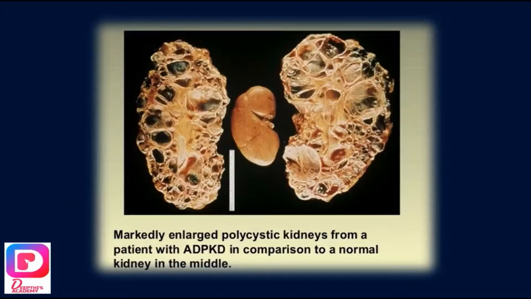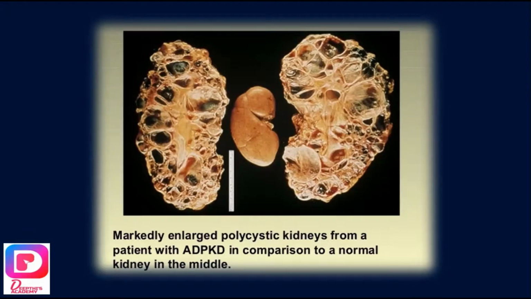We can have a comparison of polycystic kidneys that is enlarged from a patient with ADPKD, that is autosomal dominant polycystic kidney disease affected patient, in comparison to a normal kidney in the middle. When cysts form in the normal kidney, they are filled with fluid destroying the nephrons. These PKD cysts can profoundly enlarge the kidneys while replacing much of the normal structure, resulting in reduced kidney function and leading to kidney failure.